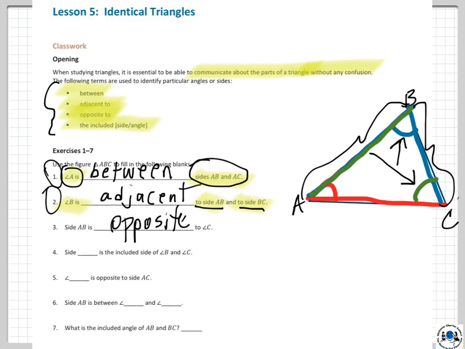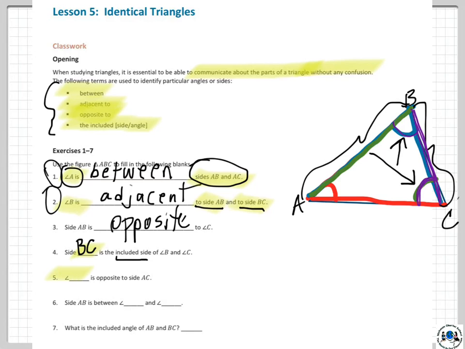Okay? Opposite. Righty. Next we have side blank is the included side. Now this is kind of a weird little thing. Included side of angle B and angle C. Okay, so angle B, again, you can see here, here's angle B, angle C. Which side do you think is the included side? Well, of course, that is BC. Okay, BC is the included side of angle B and angle C.